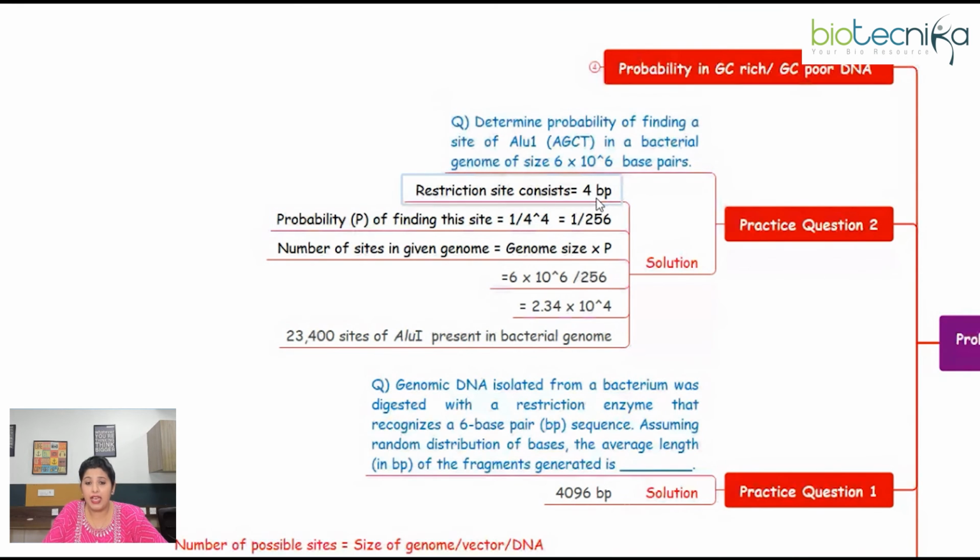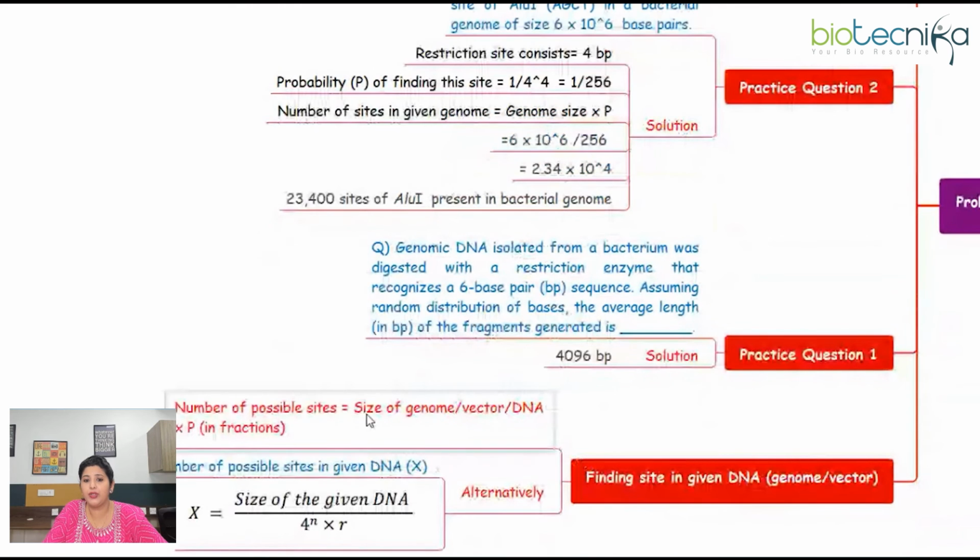Now, this is not the answer, right? We have to solve the second part of the question as well, because we have to keep in mind that the size of the bacterial genome is also mentioned. So here we'll be using the formula: number of sites in given genome equals genome size into P, that is probability. This is the particular formula we are using here, right?